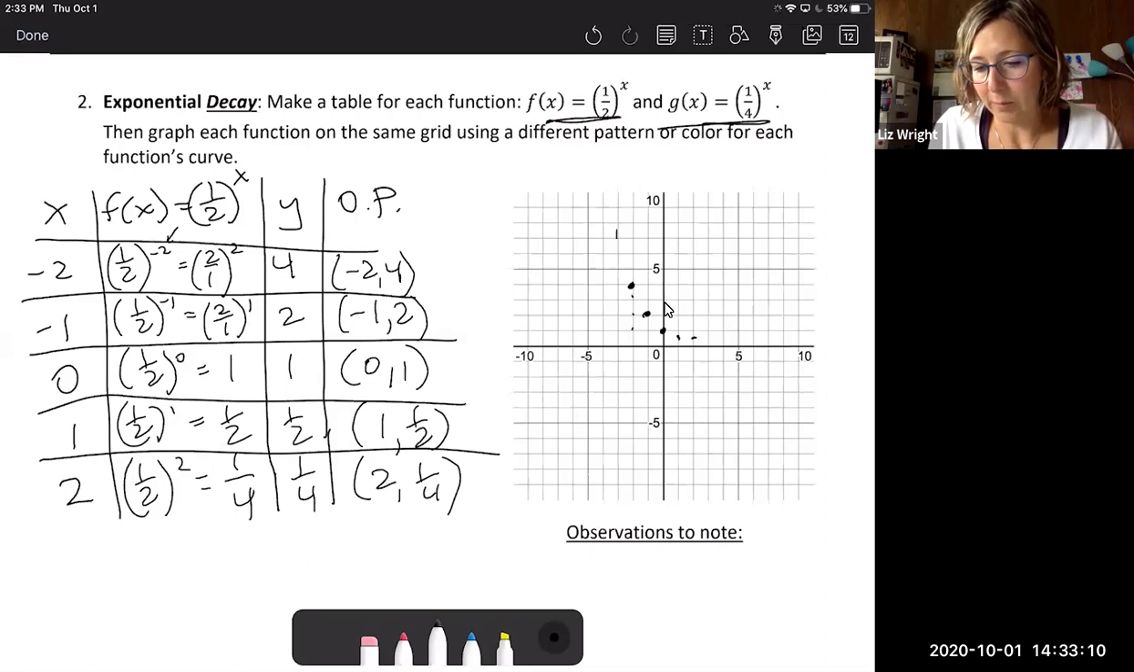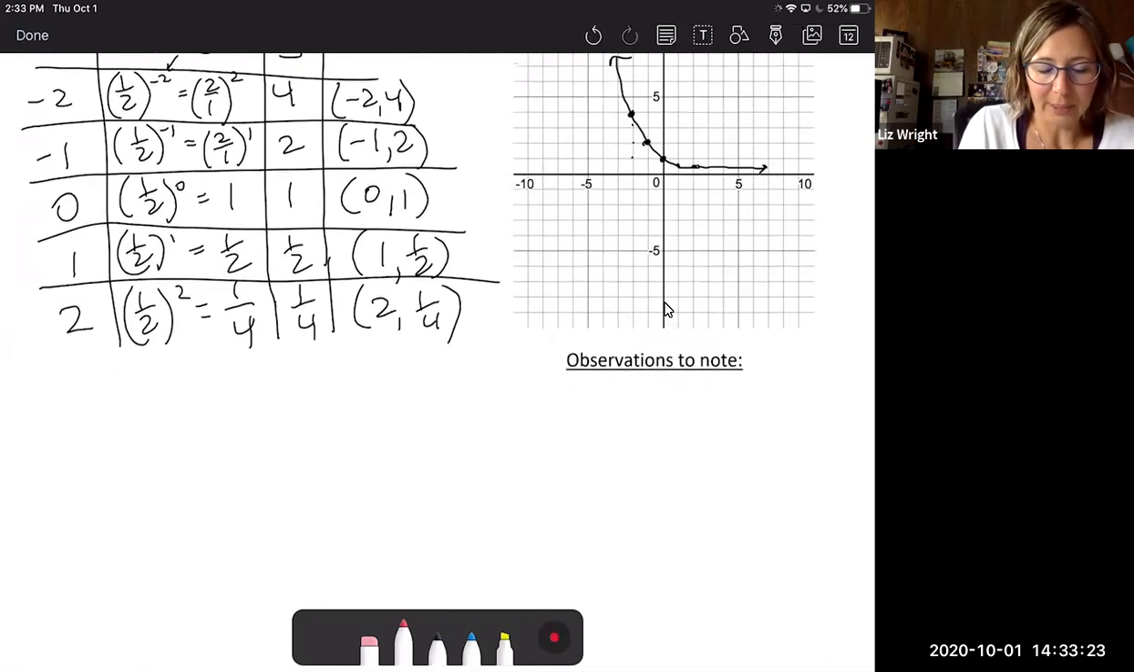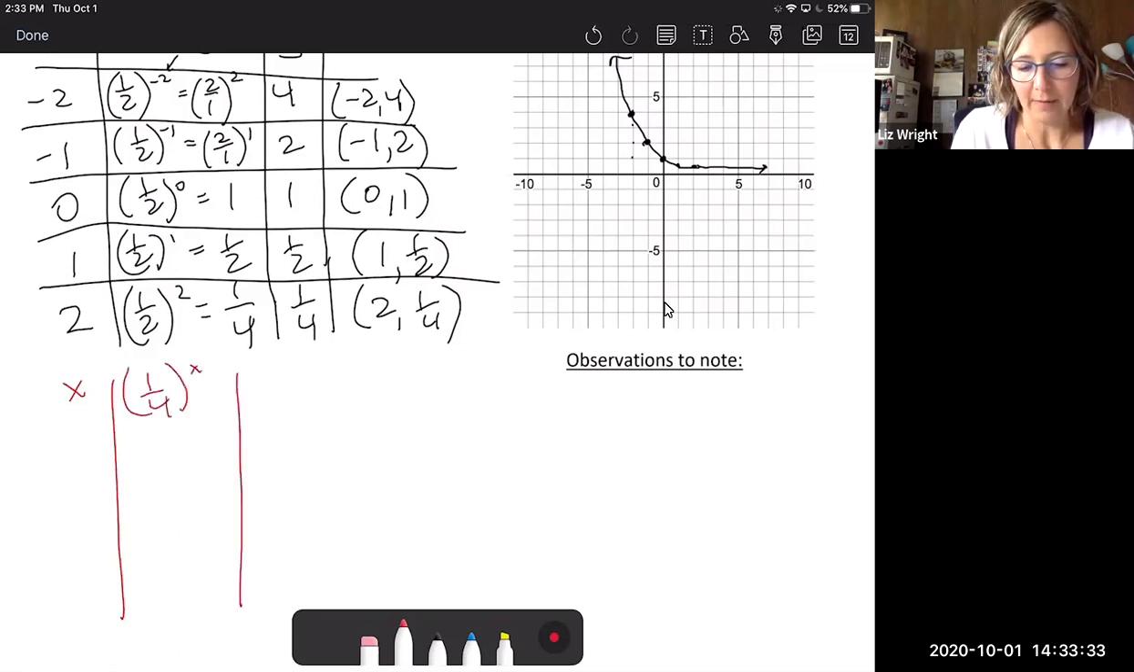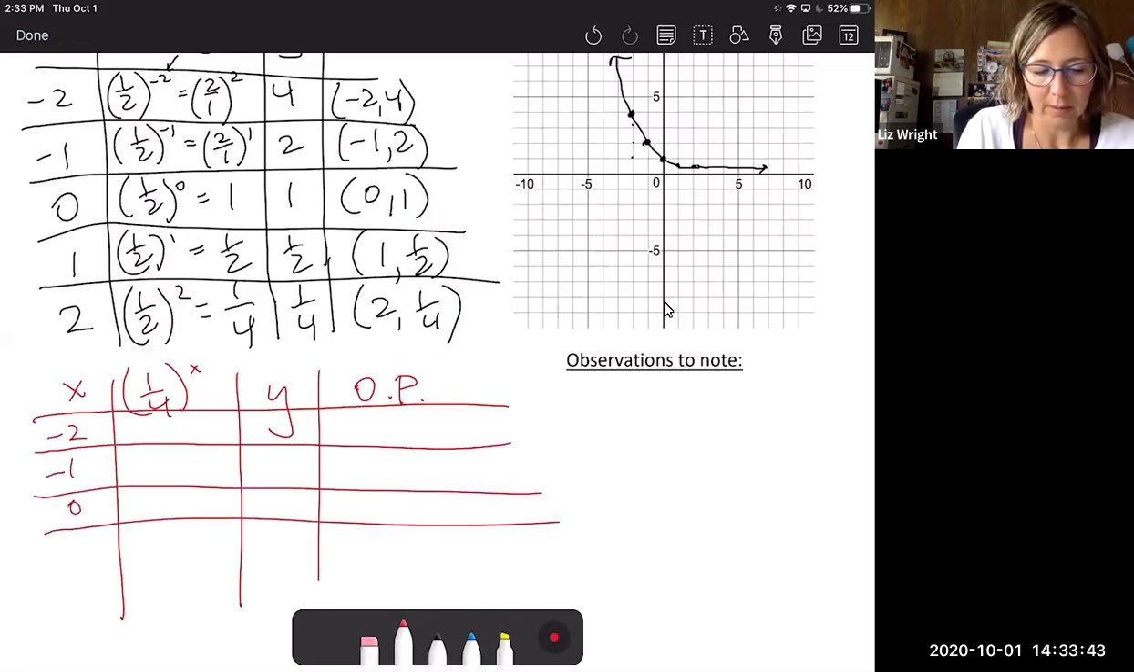All right, so we've got this line. It's going to look like this. And then I'm going to do a red for my g of x. So for my g of x, again, I'm going to do my x values. My g of x is going to be 1/4 raised to the x power. And then I've got y and then my ordered pair. So then we're going to do -2, -1, 0, 1, and 2.